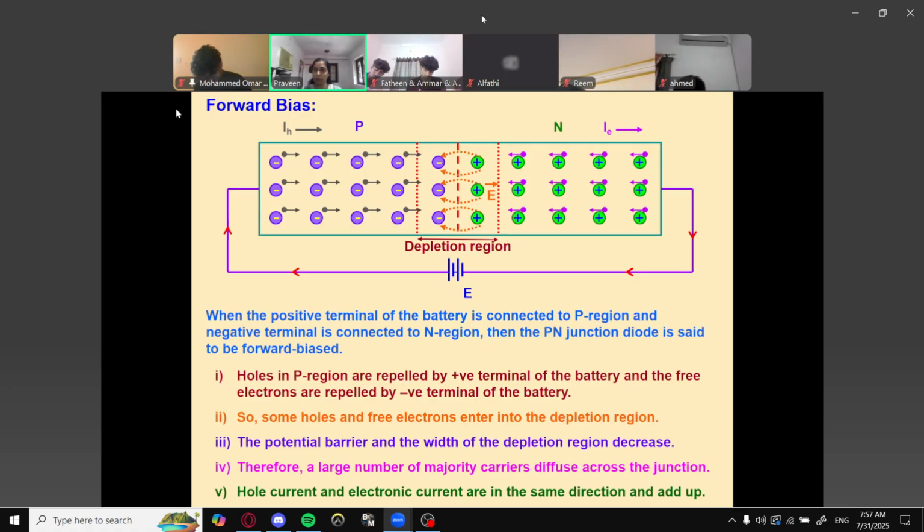This biasing of PN junction is very important. They will be asking several types of questions from this region. Please do understand what the mechanism is, what is happening to the barrier potential, and how we are connecting. Everything you need to understand. One more thing I will add on. It's not there in this slide.